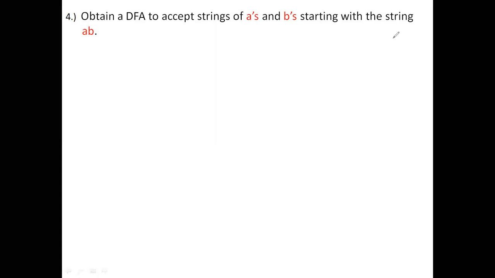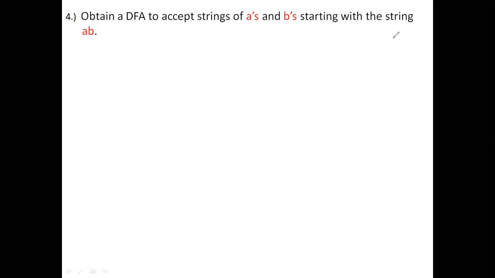Good morning, students. So we'll move on to the fourth question over DFA pattern recognition problem. Remember, whenever we get such kind of pattern representation in our problem, we consider the questions as belonging to the pattern recognition problem. In this question, observe it carefully: obtain a DFA to accept strings of A's and B's starting with the string AB.